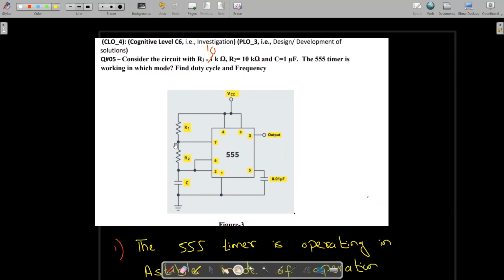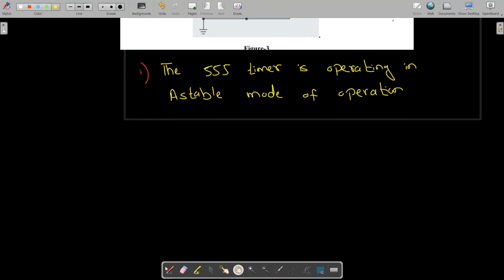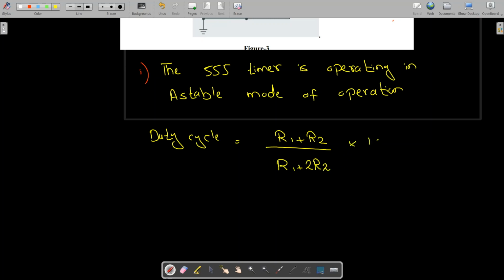Now because we do not have a diode connected across the resistor R2, the duty cycle is greater than 50%. And for greater than 50%, we have the formula for the duty cycle, that is equal to R1 plus R2 divided by R1 plus 2R2, and if you want to express it in percentage, we have to multiply it by 100. So R1 is 10 kilo ohm, R2 is also 10 kilo ohm. So we are going to solve it and find the duty cycle.